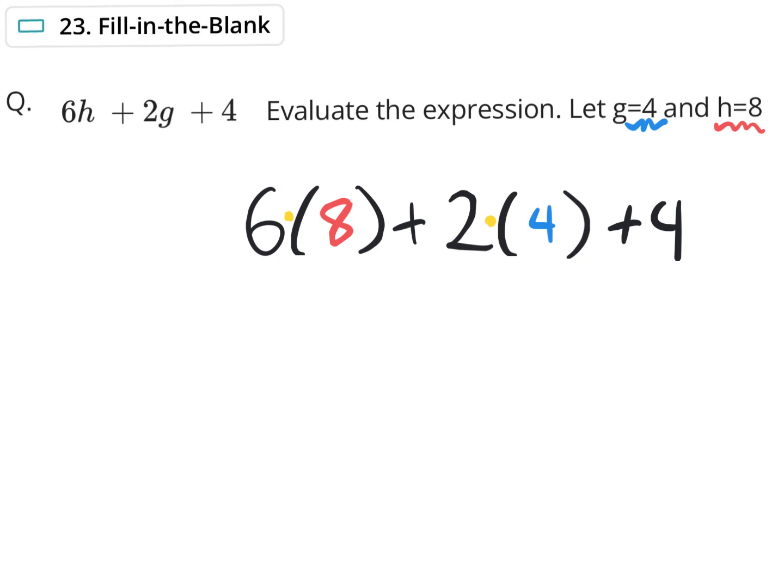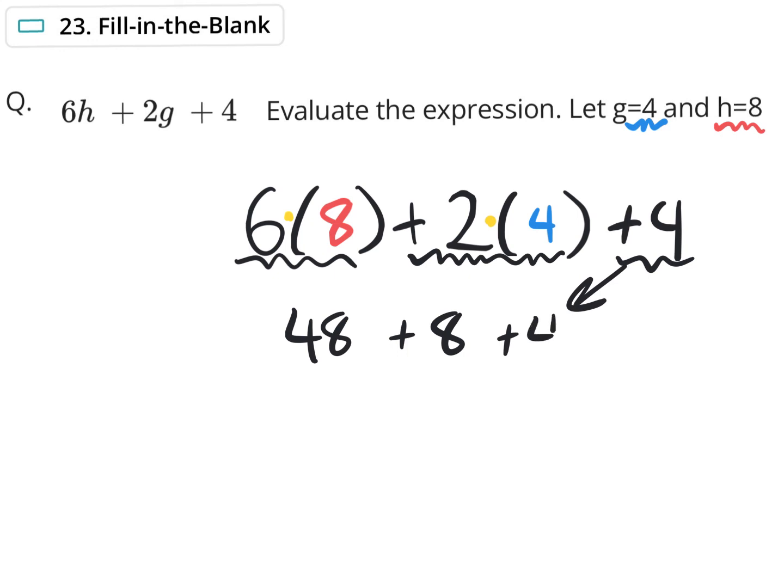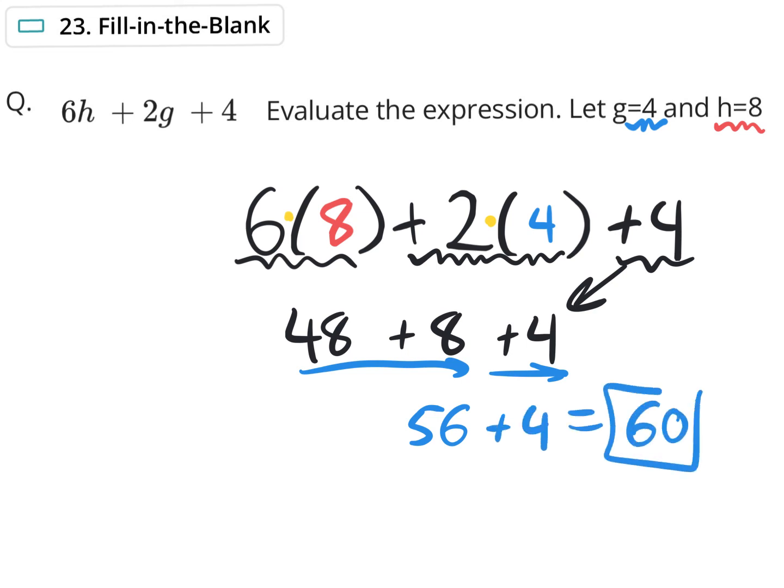So let's do the multiplication. 6 times 8 is 48. +2 times +4 is a +8. And then we also have this +4 at the very end. Bring that down, +4. So at the very end of PEMDAS, you have the addition or subtraction. In this case, it's all addition. So let's do that. 48 plus 8, that's 56. And 56 plus 4, that is 60. The answer is 60 to this one.